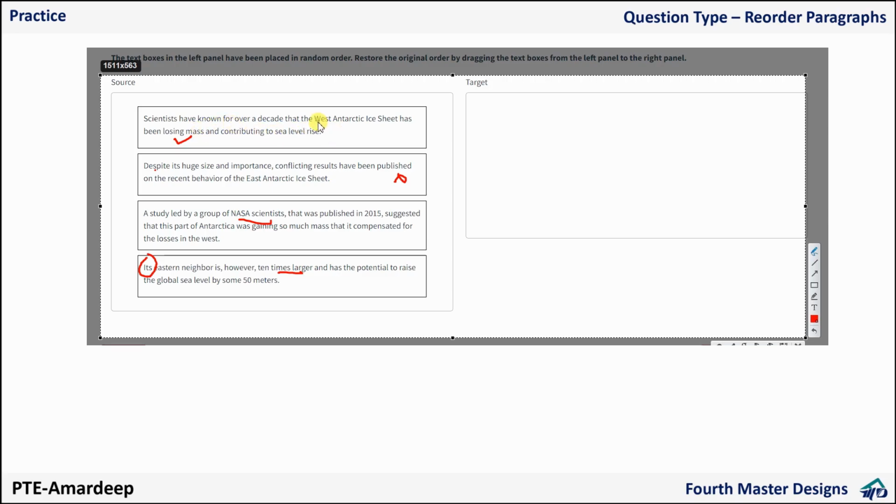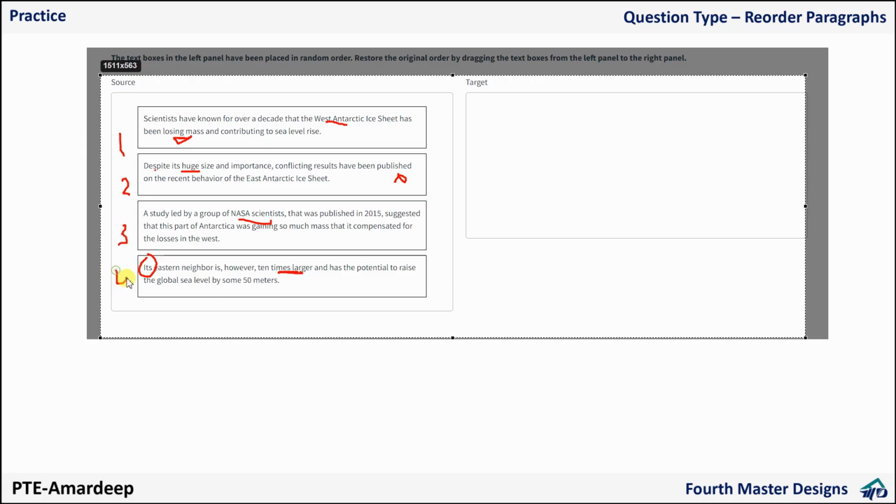"Scientists have known for over a decade West Antarctica has been losing mass." "Despite its huge size": they are talking about huge size. So it is losing mass, and 10 times larger. So it looks like, let's say, 1, 2, 3 and 4. I'm sure the first is my start. Then I'm sure about "its eastern neighbor," where "its" means West Antarctica. So number 4, "10 times larger despite its huge size." It looks like they are saying it is 10 times larger despite this much size.